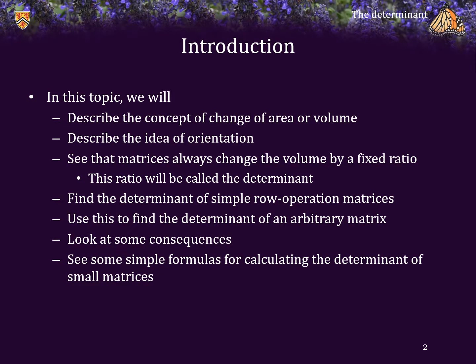So in this topic, we will describe the concept of a change of area or volume. We will then describe the idea of orientation. We will see that matrices always change the volume by a fixed ratio. This ratio will be called the determinant, together with a sign that describes orientations. We will find the determinant of simple row operation matrices. We will use this to find the determinant of an arbitrary matrix. We'll look at some consequences, and we'll see some simple formulas for calculating the determinants of small matrices.